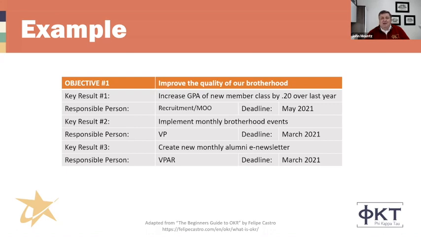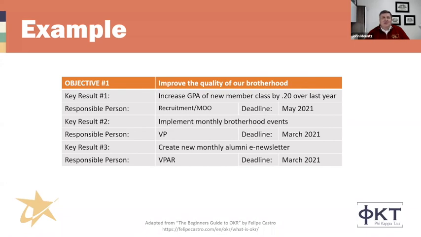Finally, what's the deadline for doing that? When are you going to assess whether or not you have achieved that? If this is your key result for spring semester, then maybe May 2021 is a good deadline. Perhaps your second one is you want to implement monthly brotherhood events. Responsible person could be your vice president, and that vice president could delegate that to another officer. When's the deadline to implement it? Well, there's no time like the present. So let's get this started in March of 2021 to implement your first or second of your new monthly brotherhood events.